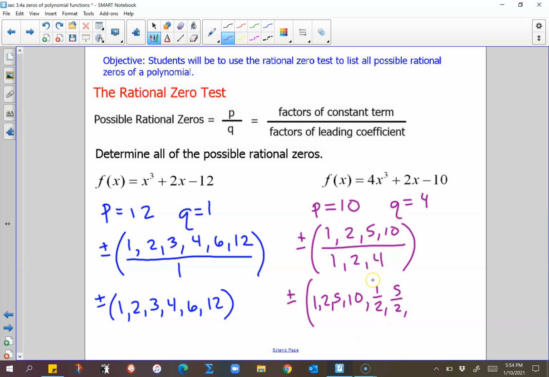Now let's put them all over 4. So 1 over 4, 2 over 4, which is 1/2, but I already have that, 5 over 4, and then 10 over 4, which reduces to 5/2, and I already have that one too. So again, you're just listing all the possible zeros, and if I were to graph these, it should cross at one of these places or the negative version.